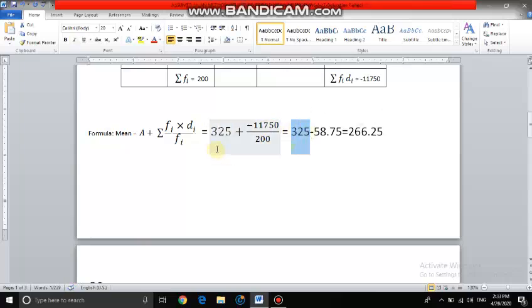So instead of taking the LCM and doing the subtraction, what I have done is first I simplified this fraction. Minus 11,750 upon 200 is giving me minus 58.75. So 325 minus 58.75 will give me 266.25. So this is the mean of the given data using the assumed mean method.